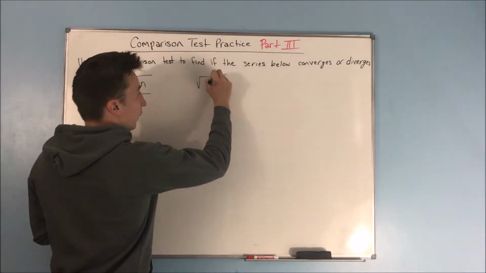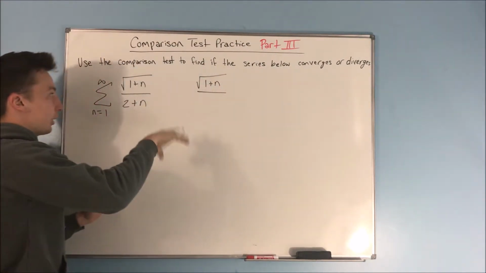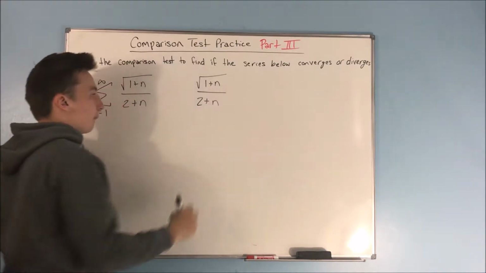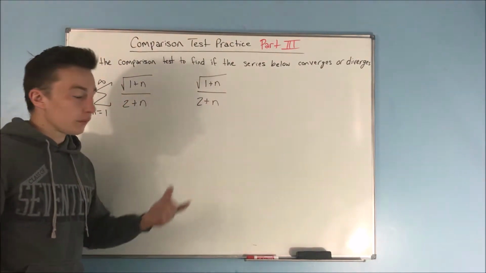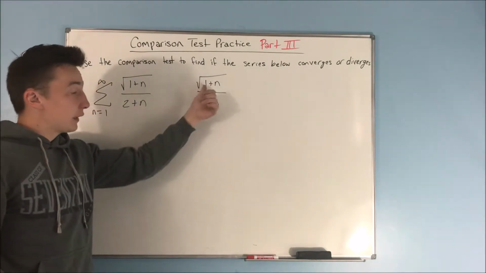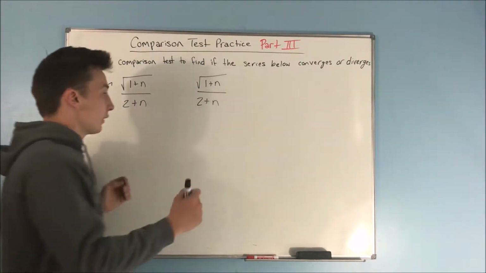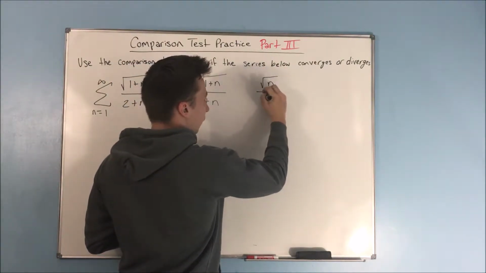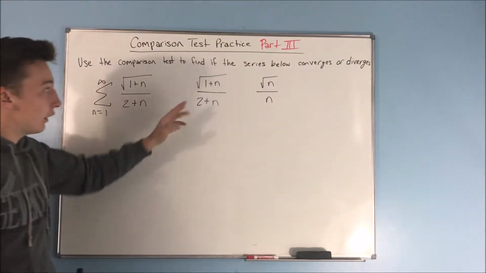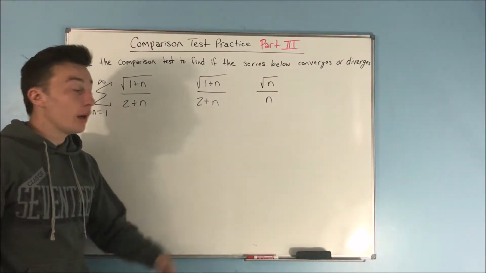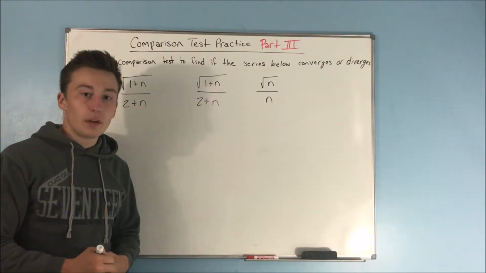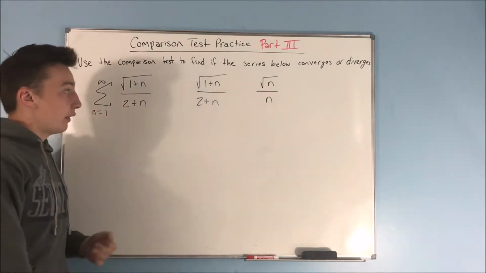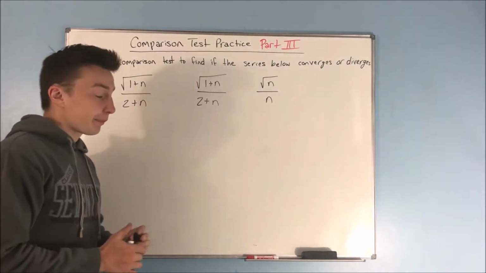Now, it's fairly simple to at least try to find our first comparison here. We have the square root of 1 plus n over 2 plus n, and we can get rid of these constants, the 2 plus and the 1 plus. Who needs those? So we get rad n over n, right? Just eliminating that plus 1 and that plus 2, and you have your comparison.